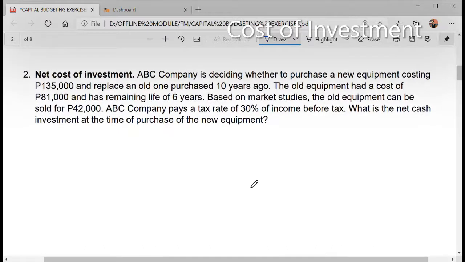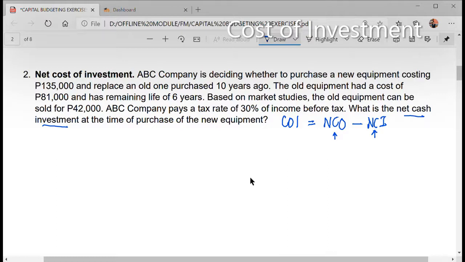Next, question number 2. ABC company is deciding whether to purchase a new equipment costing 135,000 and replace an old one purchased 10 years ago. What is the net cash investment? Recall the formula to get the cost of investment: the difference between the net cash outflow minus the net cash inflow. Therefore, we need to get these two items to get the answer for this problem.